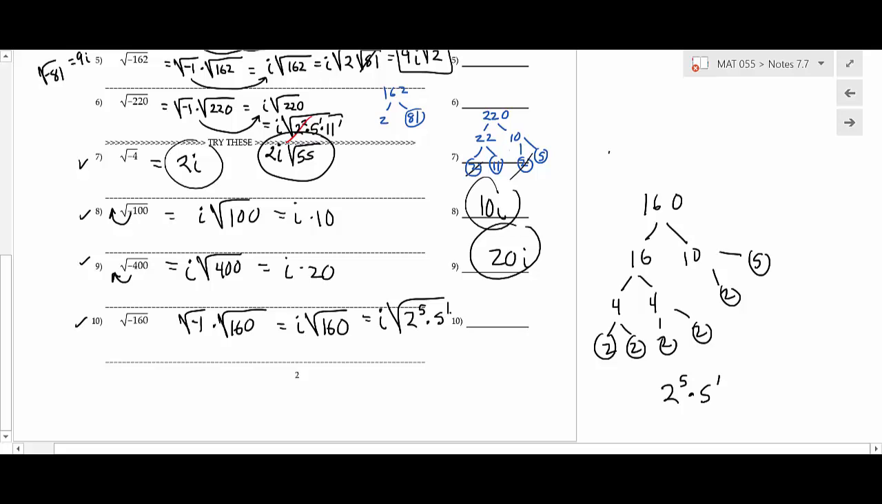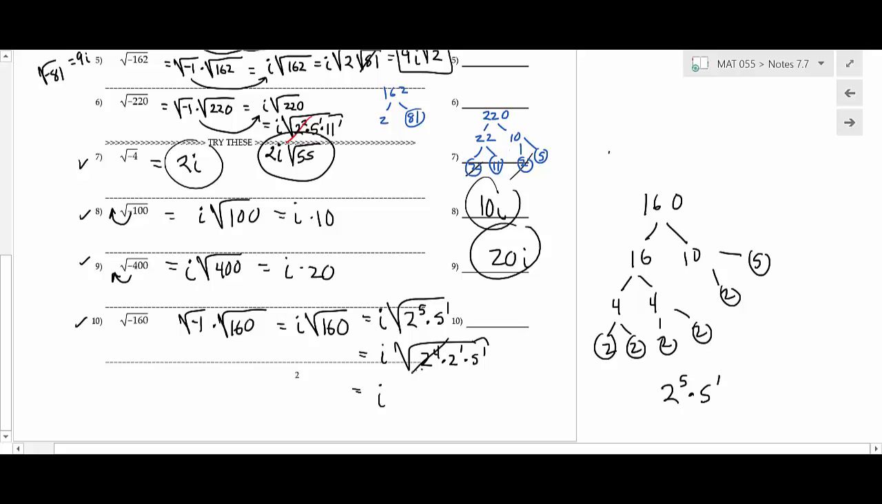Is anything going to happen to the 5 to the 1st? No, can't come out. How about the 2 to the 5th? You break it up into what? 2 to the 4th and 2. Like that. That's how you've been kind of working on your square roots. So you can have i times 2 to the 4th times 2 to the 1st times 5 to the 1st. If you want to do the problem this way, you're more than welcome to do it this way. I'm going to show you the fast way in a minute.